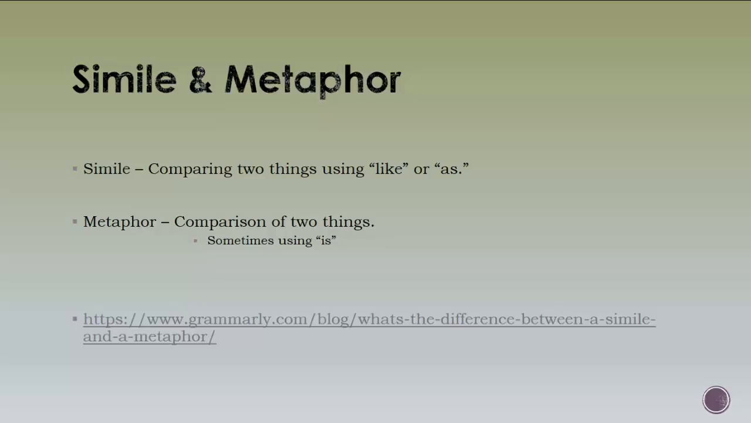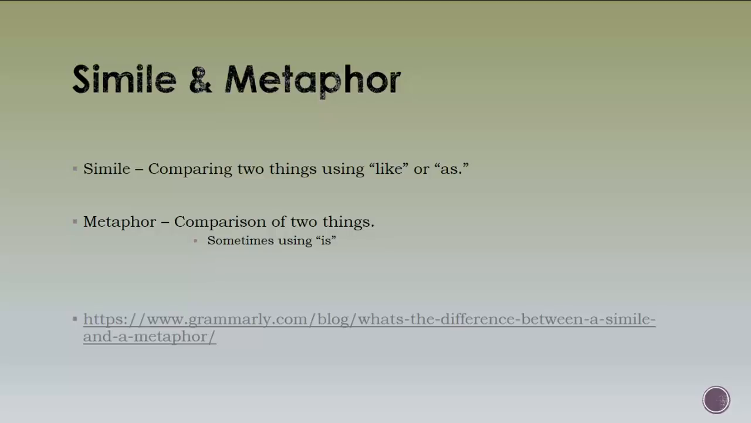And they're very similar, so they're often grouped together, but really it's just the difference in if it uses the word like or as, or if it's just simply a comparison of two things. Similes compare two things using the word like or as, so it would say something like, she shines like a light. That would be an example of a simile because it's comparing she to a light.